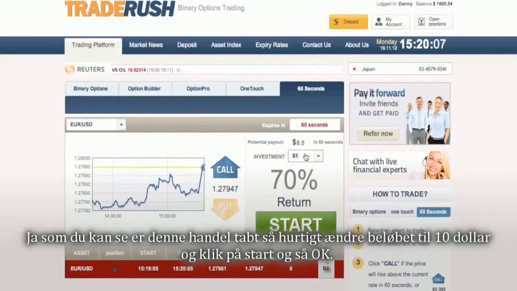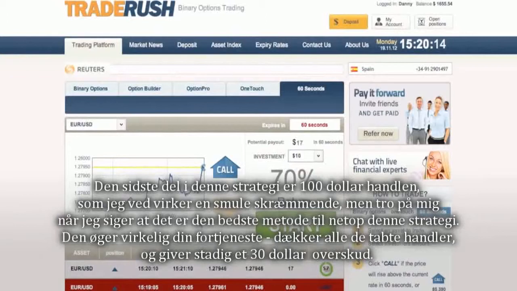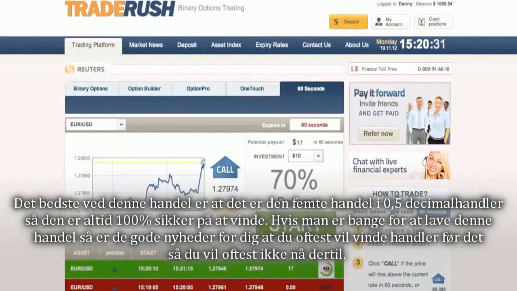Yeah, as you can see, this trade is a loser. So quickly put on the $10 trade, hit start, hit OK, and we're off. Now, the last step of the strategy is the $100 trade, which I know seems a bit scary, but believe me when I say that it is the best trade in this particular strategy. It really boosts your income since it covers all of your losses and still gives you a $30 profit. And the great thing about that trade is that it's the fifth trade on a zero point 0.5 decimal base, so it's always 100% guaranteed to win.